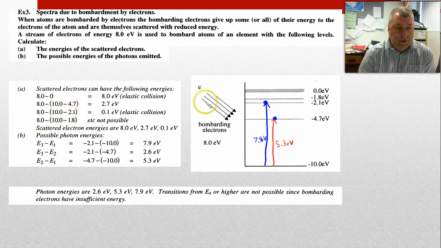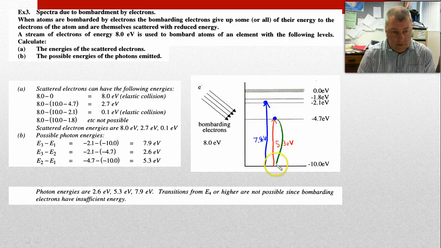Now this one's not possible, the next jump up is not possible, because the bombarding electrons do not have sufficient energy. So the energies of the scattered electrons are 8, 2.7 and 0.1 electron volts. Now what about the photons that can be emitted? Well, the photons can come from these two electron possibilities.